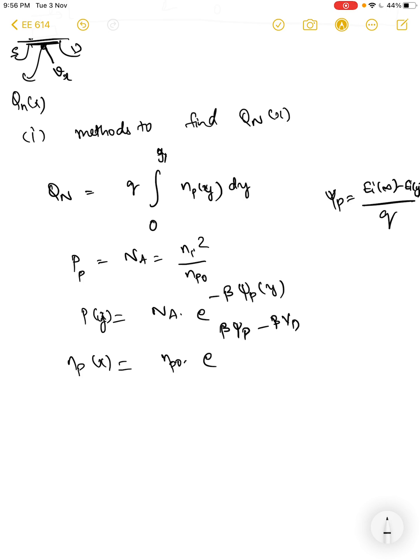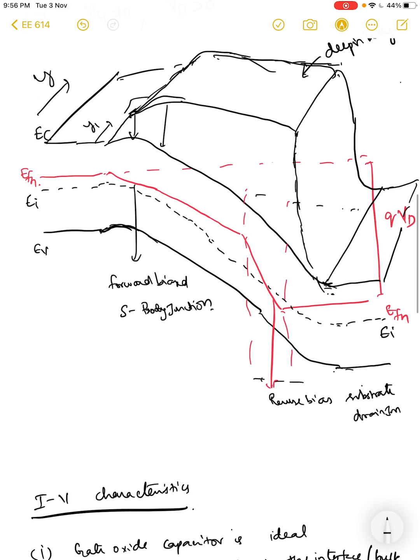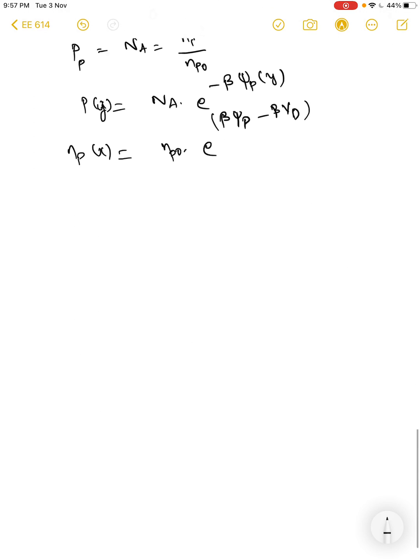Why? Vd is the drain potential, and as we have seen here, this is Ei, and we know that this is psi p, right? And whatever this psi p is, it is added to the potential Vd that we have applied, right? So basically this is Vd, so your psi p is over and above the Vd, and it is written in this particular fashion.